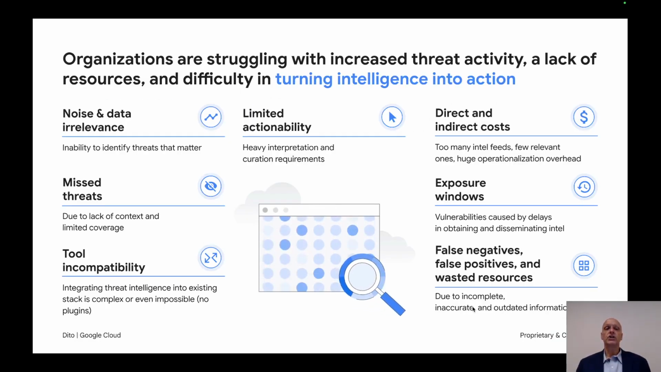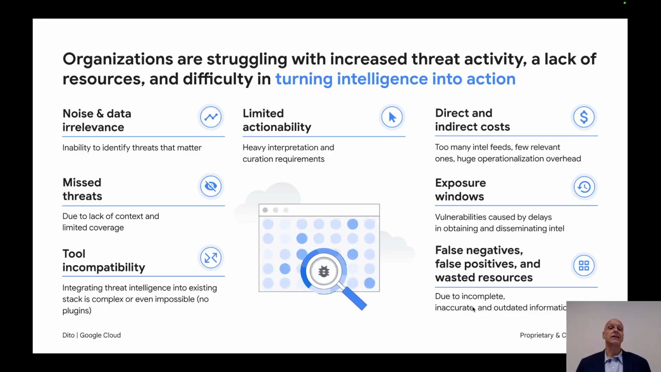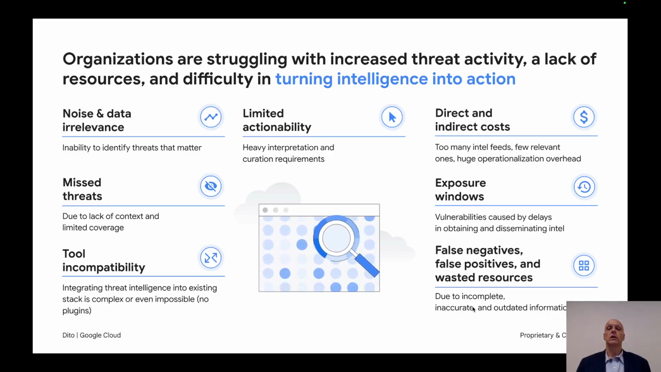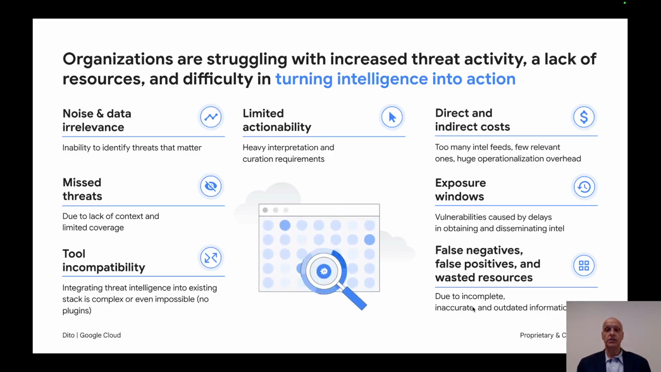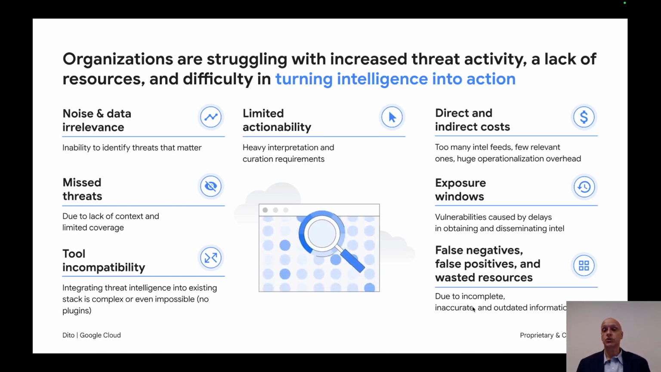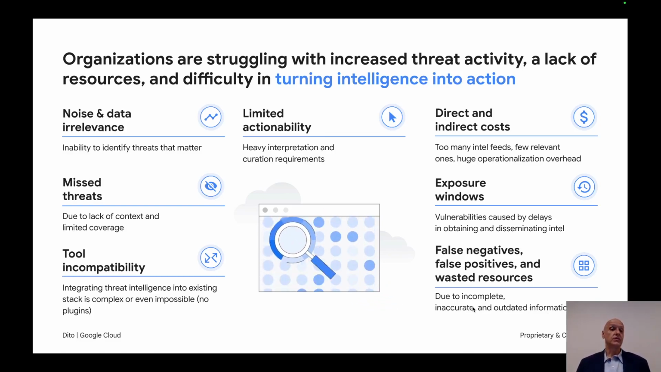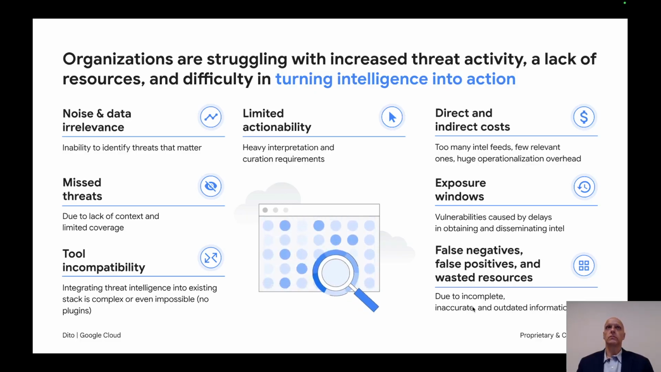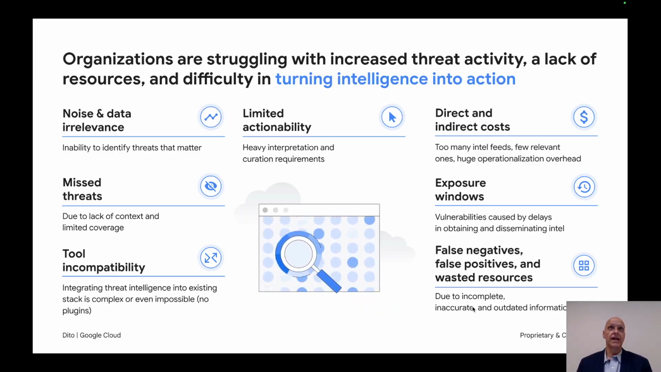Part of the challenge right now is that as the level of threats is increasing, the ability to have resources and the ability to take intelligence and turn it into action is actually shrinking. The amount of noise, the ability to actually deal with the situations at hand, being able to get an actionable response to the situation at hand is a big challenge.